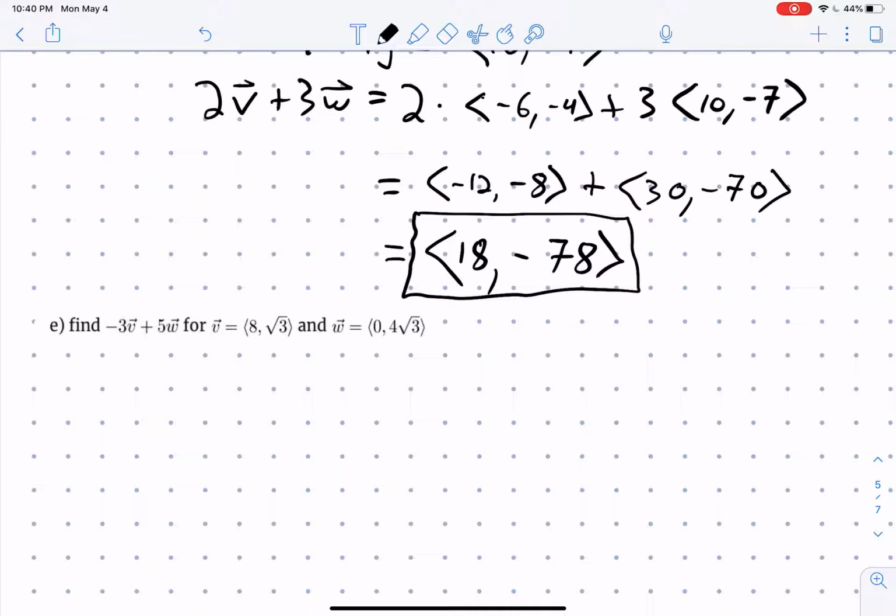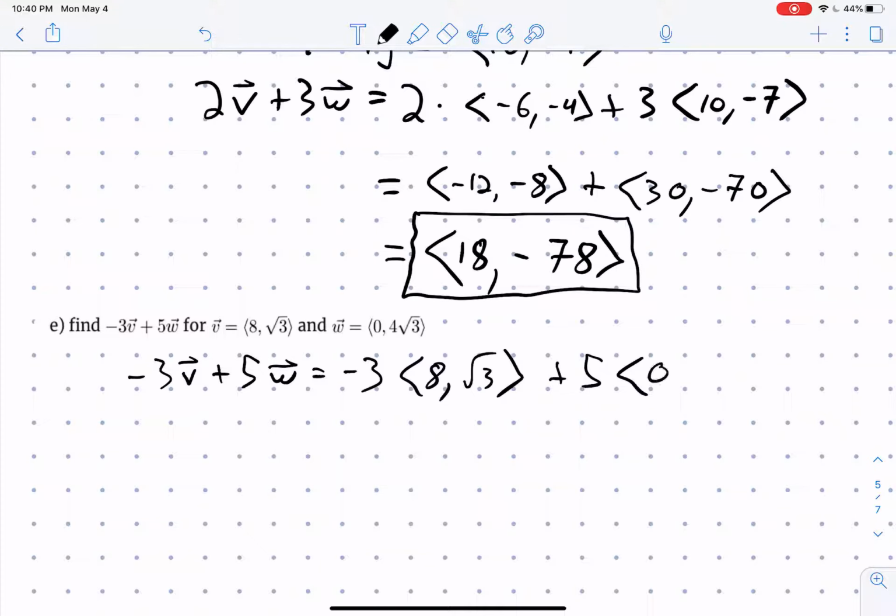Well, let's go ahead and do it. This is going to be similar to the last one, but I'm not doing the very first step where I translated the v and the w into standard vector form, because they're already in standard vector form here. So minus 3v plus 5w, that's what we want to find. I'm just going to substitute for v, minus 3 times 8, radical 3, and then plus 5 times w, which is 0, 4 radical 3.